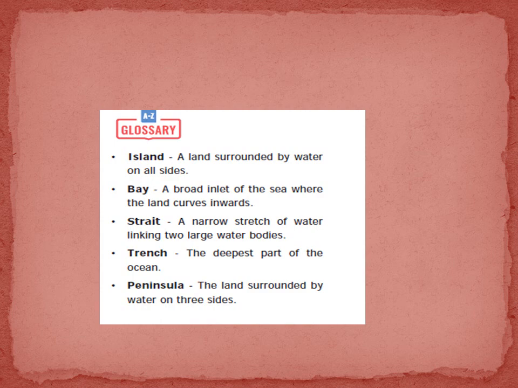Glossary. Island, a land surrounded by water on all sides. Bay, a broad inlet of the sea where the land curves inwards. Strait, a narrow stretch of water linking 2 large water bodies. Trench, the deepest part of the ocean. Peninsula, the land surrounded by water on 3 sides.